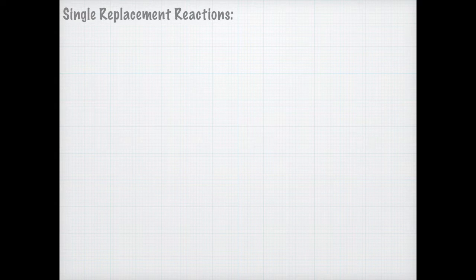So thus far we've talked about synthesis reactions and decomposition reactions. And the next type of reaction we're going to talk about is single replacement reactions. And so what happens in a single replacement reaction is you have a compound and another element comes along and kicks out one of the elements in that compound. So imagine two people are dancing and you have someone come in, kick one of the partners out, and now you've got a new compound and a new element all by itself.